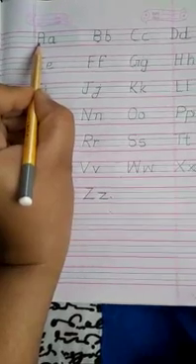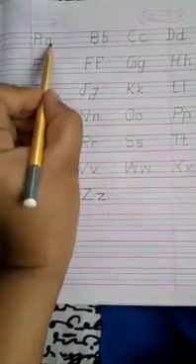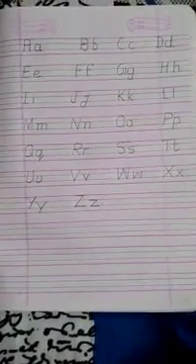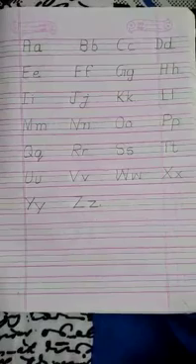This one is capital A and this one is small a. And the sound of A is A. A for apple. A for apple.